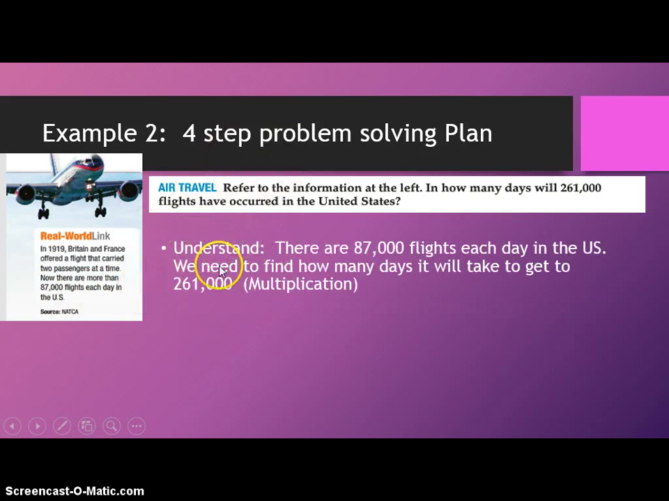Step 1 of the 4-step problem, understand. Okay, we know that there are 87,000 flights each day in the U.S. We need to find how many days it will take to get to 261,000. And I'm thinking in my head that this is a multiplication problem. Okay. Plan. I'm going to define my variable here.